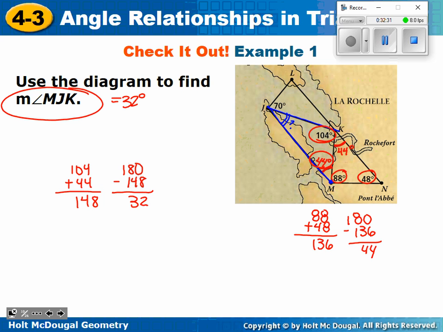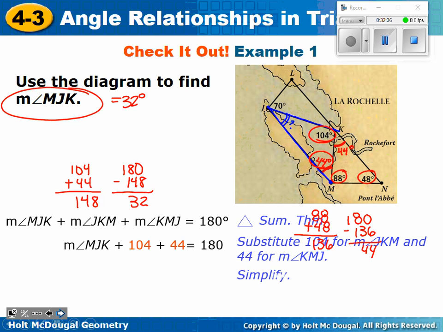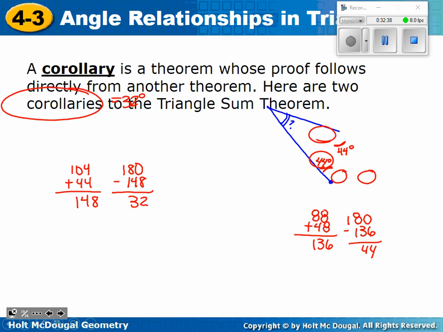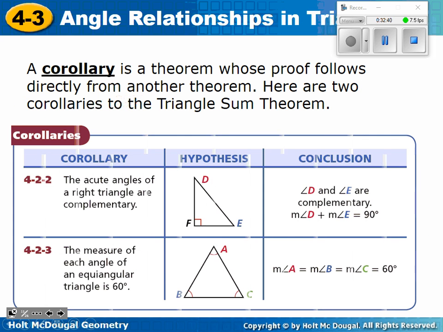Everybody with me? All right, good. So now we have a few theorems that we need to talk about, and then we're going to use those theorems to find missing measures. But before we do that, we need to talk about the word corollary.